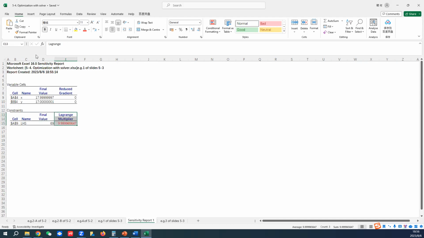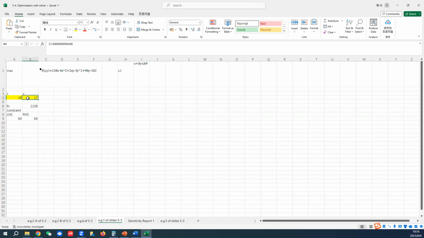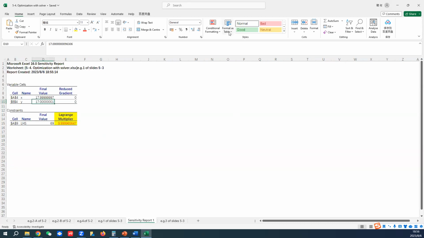The key goal of the sensitivity report is to directly report to you the value of the Lagrangian multiplier, instead of having to solve for the Lagrangian multiplier by hand through first order conditions. And those are the final values of x and y, x equals 18, y equals 17. So that's how to do this constraint optimization with Excel Solver.